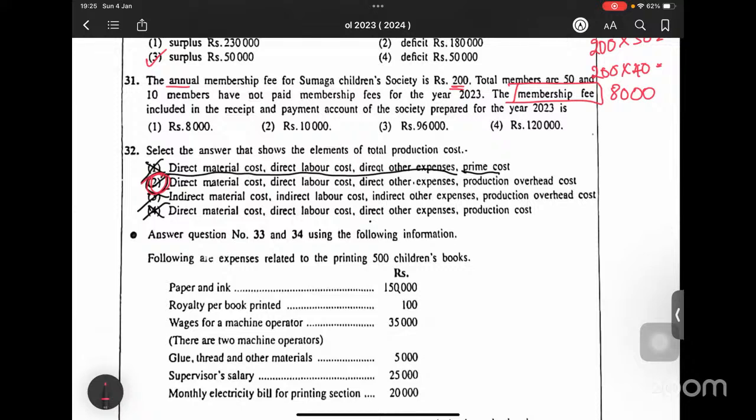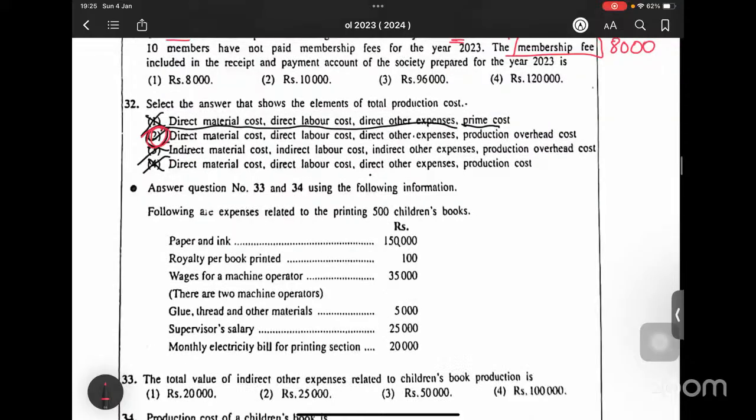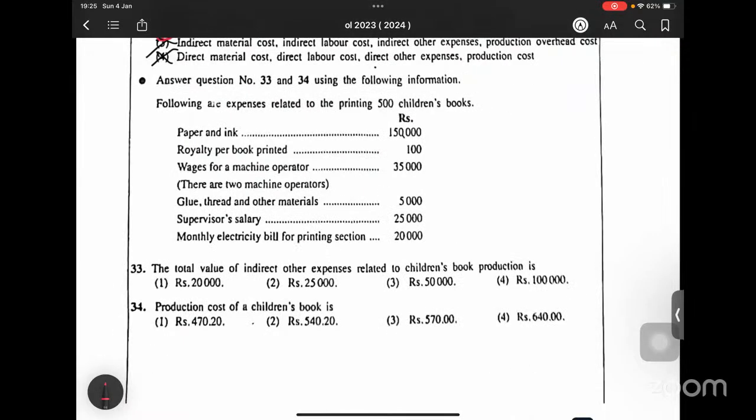32, yes. Now we are going to move to the 33rd question. Following are expenses related to printing 500 children's books. So they are printing 500 children's books. The total value of indirect other expenses and production cost of a children's book.